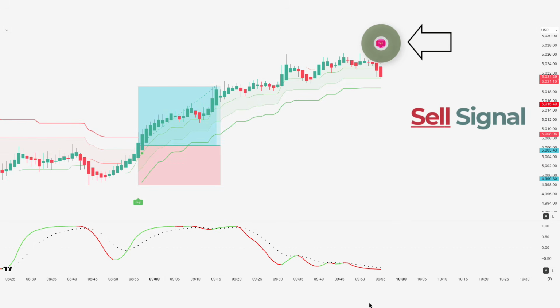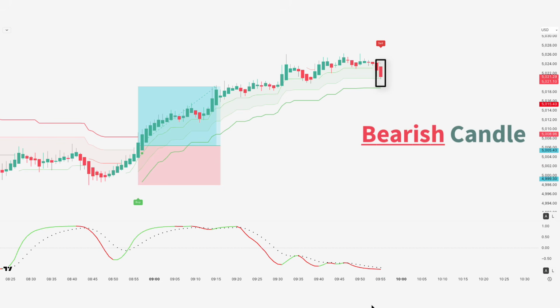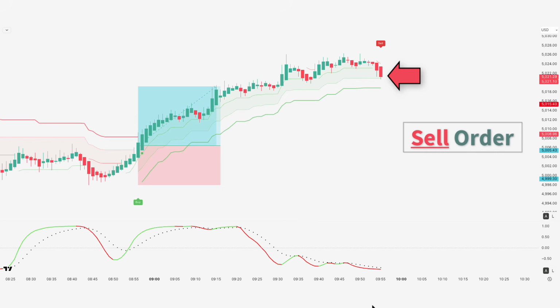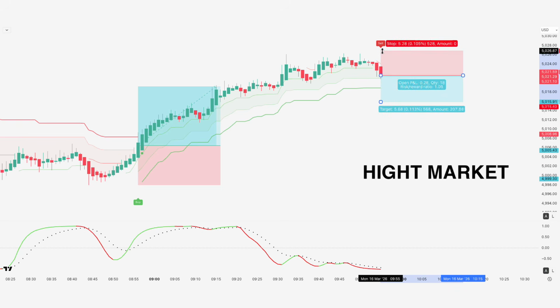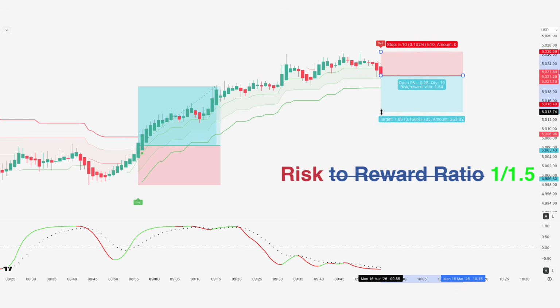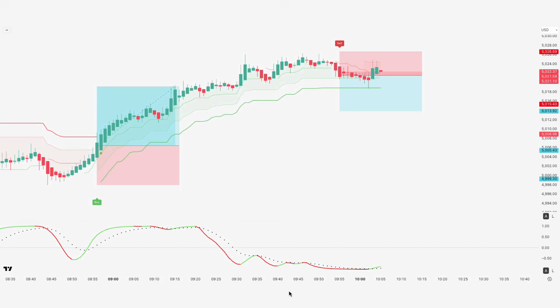Here, the Supertrend DESTA arrow of this indicator is a sell signal. Here, the normalized smoothed MACD is a red line. Here, the market has made a bearish candle to give confirmation. So all our conditions are being fulfilled, so we are placing an order to sell. Our stop loss is to be placed at the previous high of the market, and the risk to reward ratio will be 1:1.5. Let's see what happens to our trade.